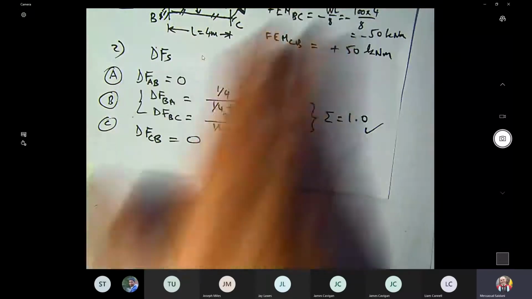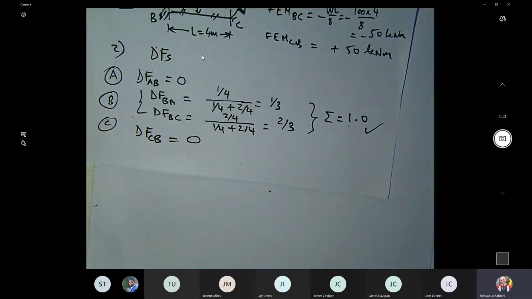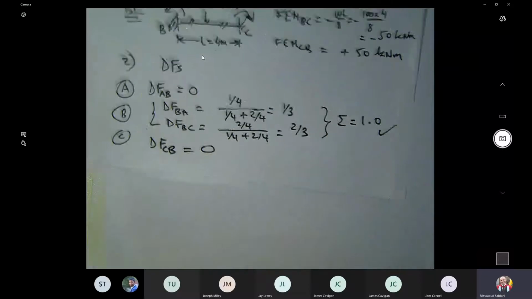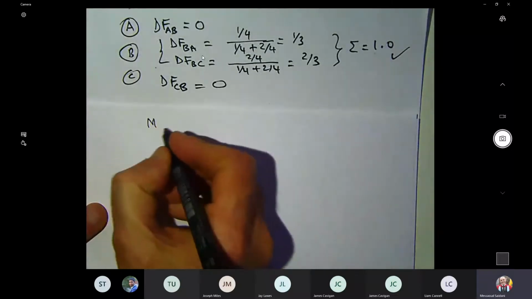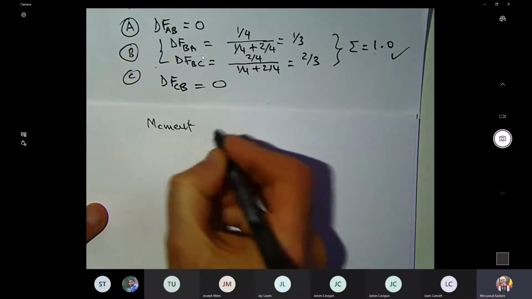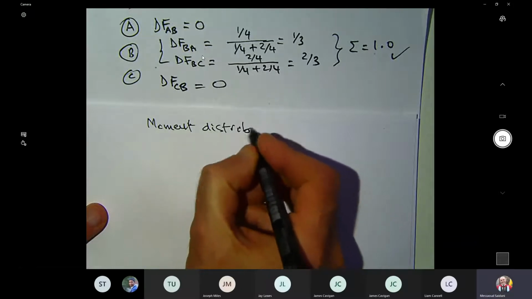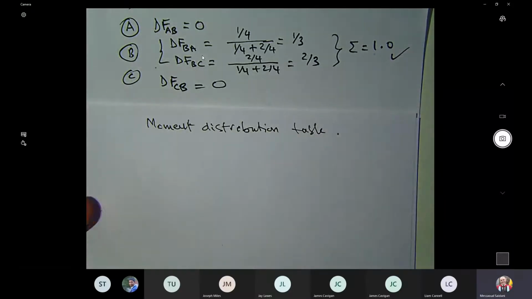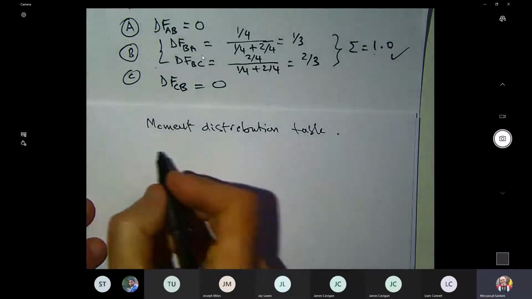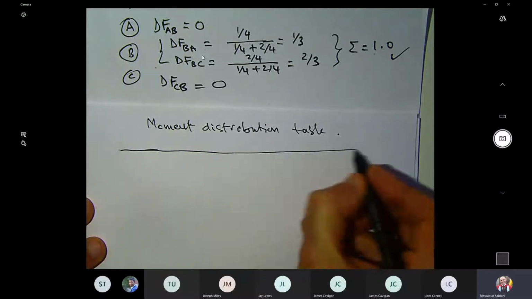We have everything we need to construct that table. Okay? It's very, very straightforward, as you can see, right? So you can do it for a frame just like you do it for a beam. Okay? So next step, moment distribution table. Moment distribution table. Is it clear? Any questions? Anyone? Any questions? Okay, thank you. So let's do the table.